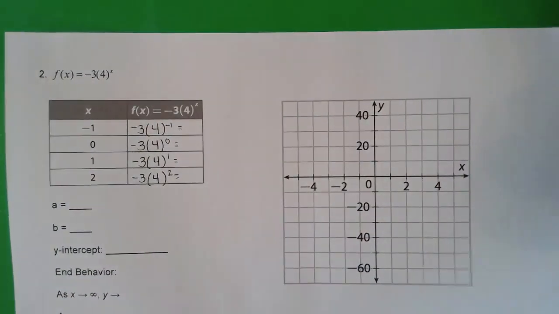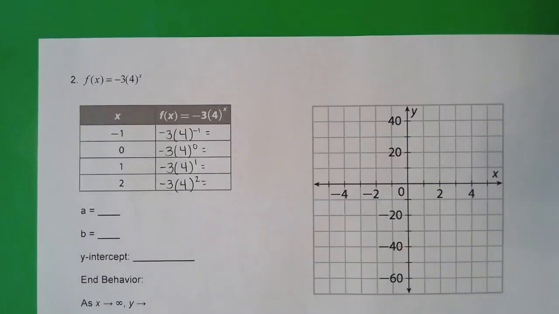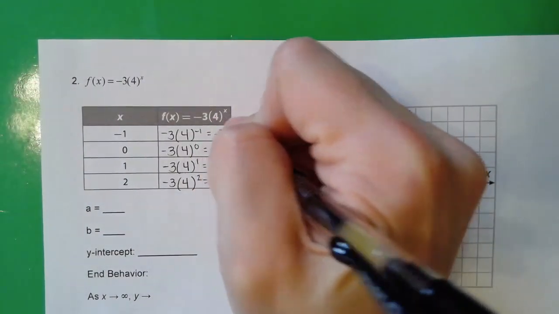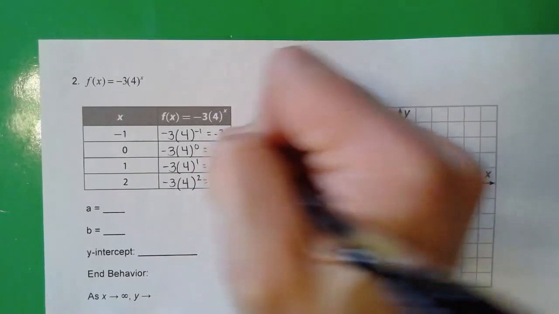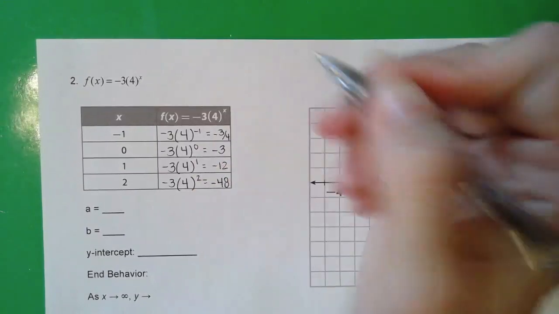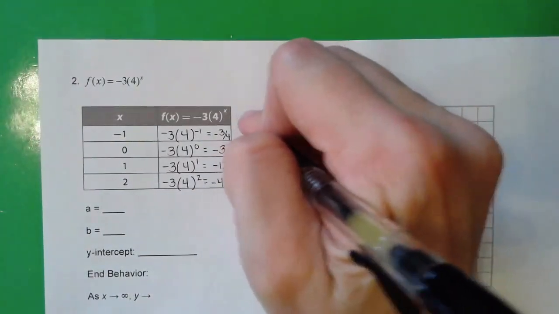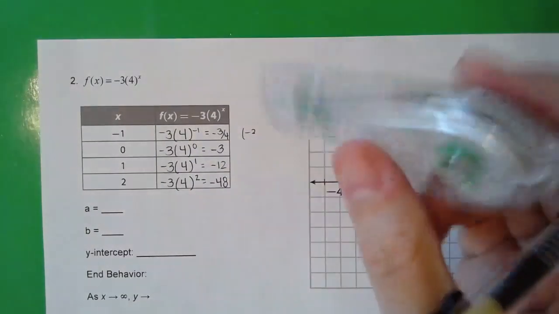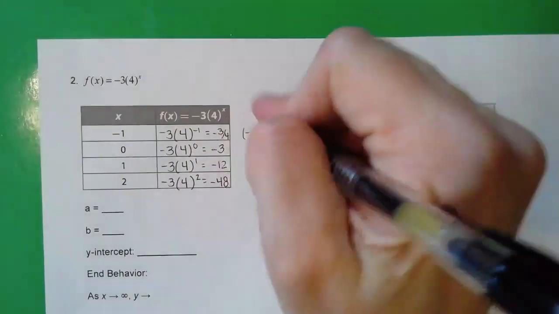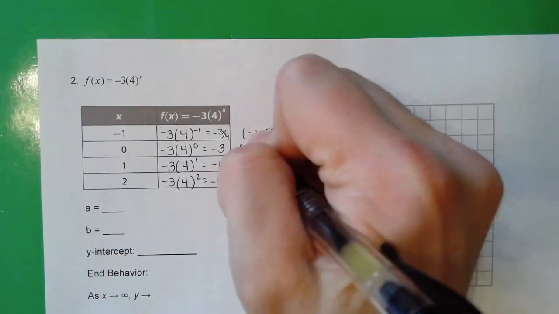When I go through and do the math with this one, remember the negative exponent flips the 4 down into the bottom. So this one's going to give me negative 3/4. This one will give me negative 3. This one will give me negative 12 and negative 48. And you can confirm those with a calculator as well. And so that's going to allow me to determine where to put the points on the graph.